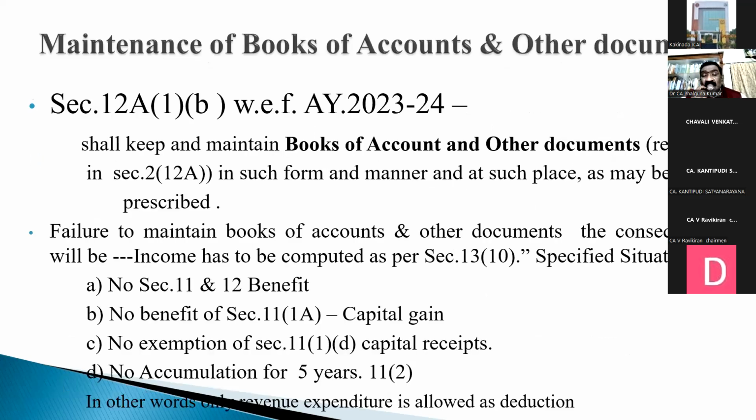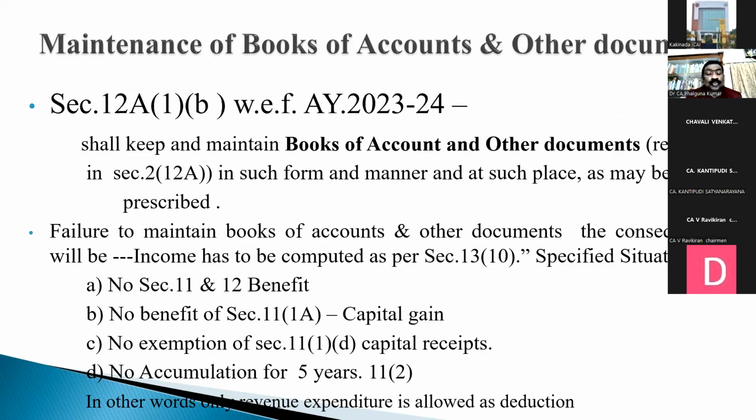Then from 23-24, book maintenance is only technical, as I said. Earlier also book maintenance was there, but indirectly, because you had to issue an audit certificate based on the books of accounts. Now they have made it direct. Why? If you are not maintaining books of accounts, then under section 13(10) it becomes specified violation income, liable for tax.